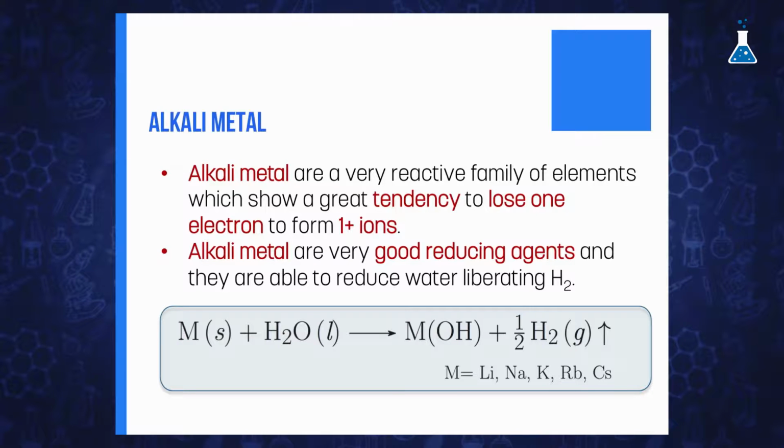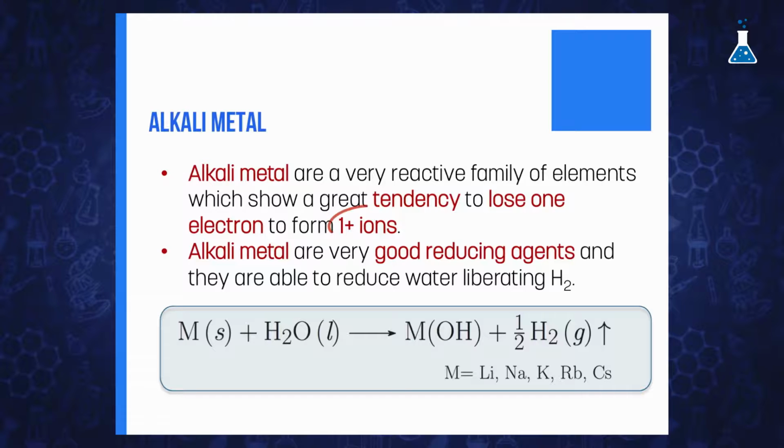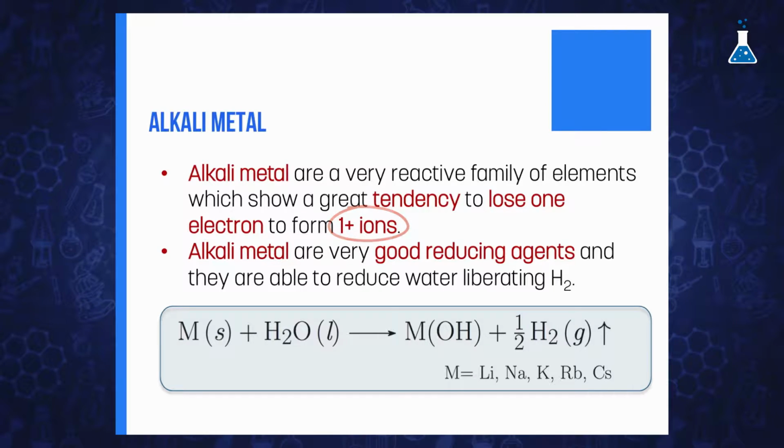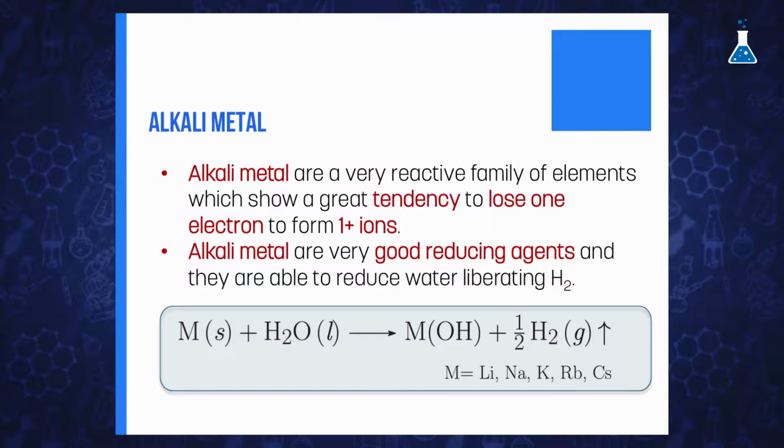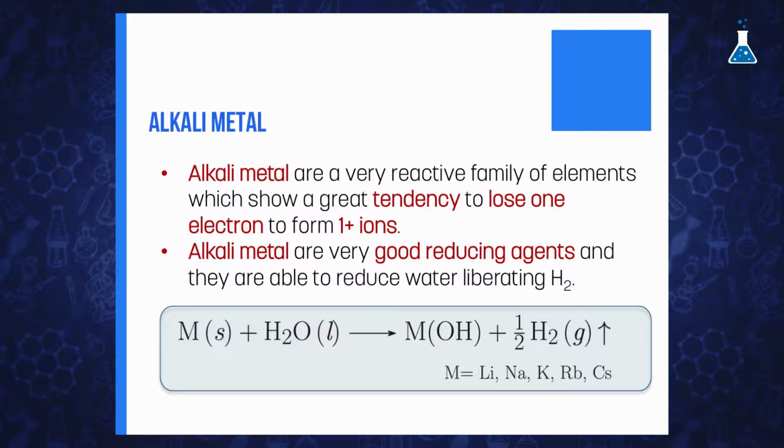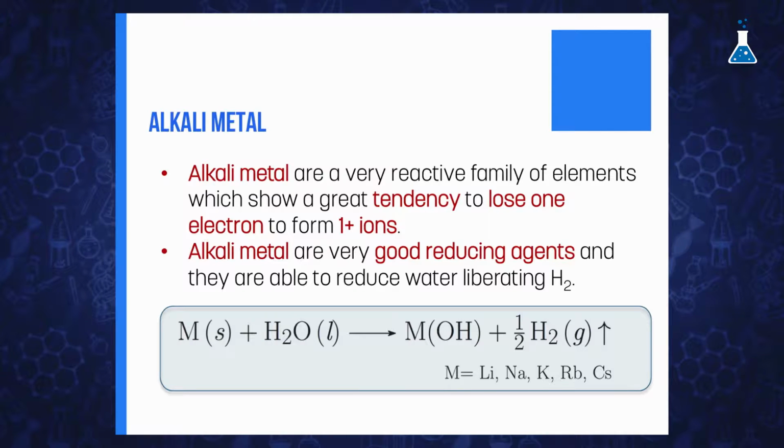The elements of group 1, or alkali metals, are a family of very reactive elements, which have a great tendency to lose their outermost electron to form cations with charge 1+, to acquire the more stable electronic configuration of a noble gas. Because of the great tendency to lose electrons, alkali metals are very good reducing agents, and they are capable of reducing water, producing hydrogen gas as a product of the reaction.